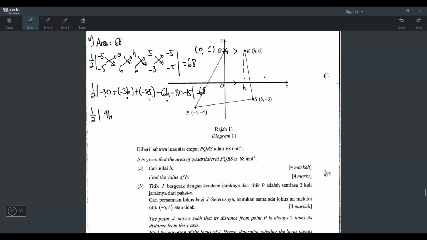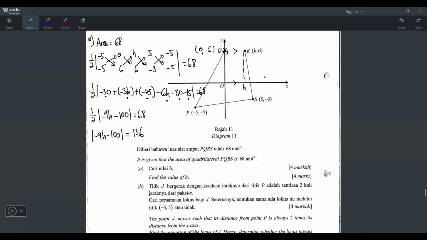The number is -30 minus 25 minus 30 minus 15. You can use calculator. So -30 minus 25 minus 30 minus 15. Okay, my calculator gives me -100. So -100 here equals 68. Now I can move the 1 over 2, so it becomes modulus of -9h minus 100 equals 68 times 2, which is 136, right?